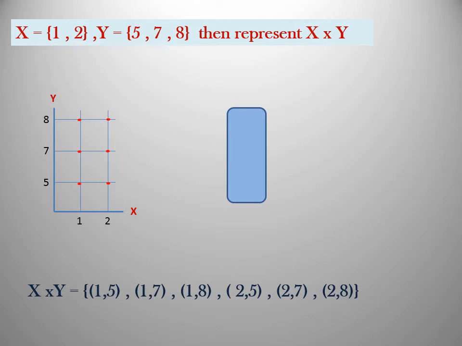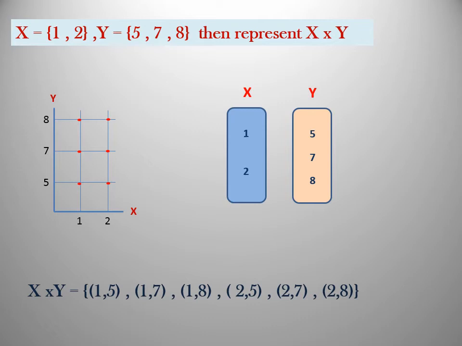The second method is called the arrow diagram, so I think we will use arrows to represent it. So I will have my two sets, x and y, and represent each one of them in a rectangle, like you see now. We represent x in this rectangle, and it has two items, 1 and 2. And we'll represent y in another rectangle, which has 5, 7, and 8.